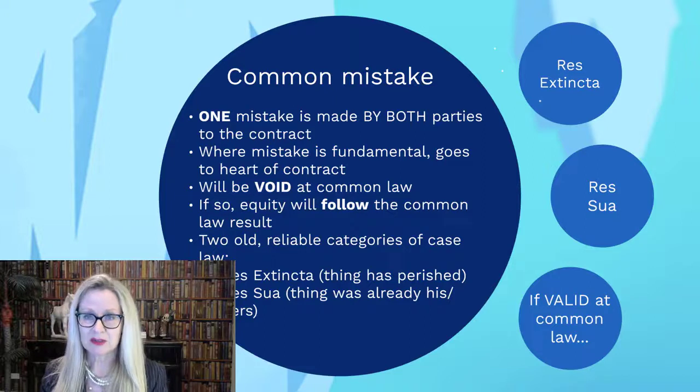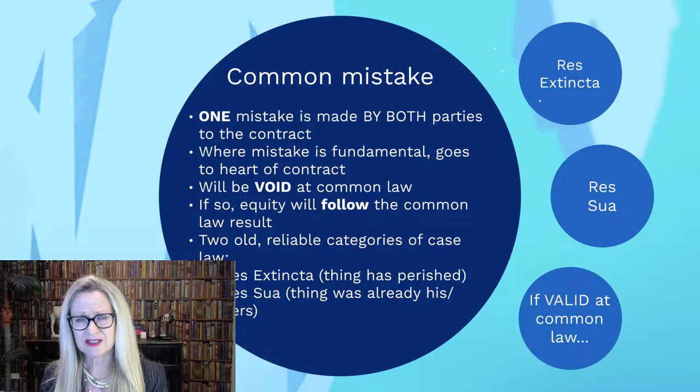Where the mistake is fundamental and it goes to the heart of the contract, like I said in the last video, if it's sufficiently severe to go to the essence of the contract, such that the contract without that feature is essentially different, then the common law would say, well, unfortunately, the contract is void. So the contract will be void at common law for common mistake.